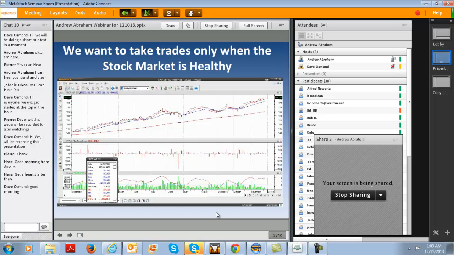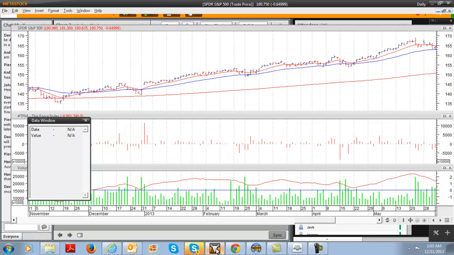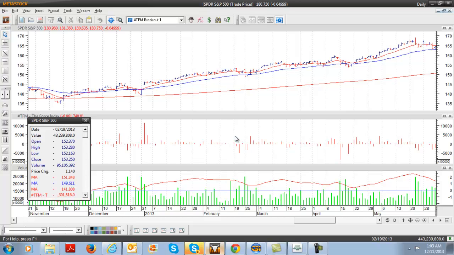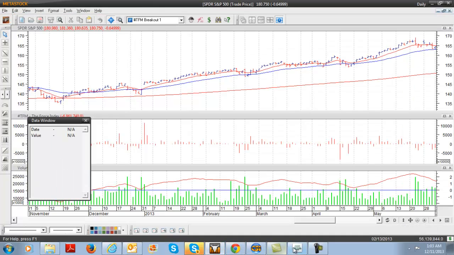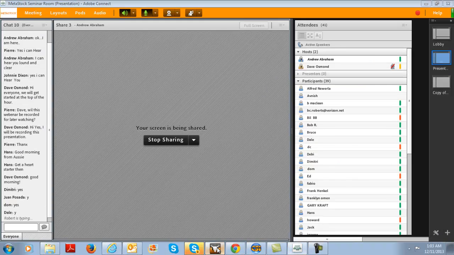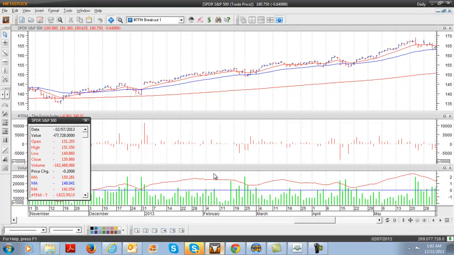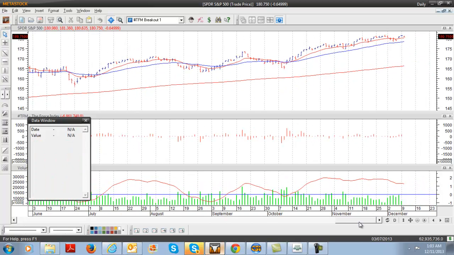If we can go over to Metastock to do, if I can do the share screen. Does that show up to everyone? Can everyone see my screen on Metastock? Okay, I guess it is. If you can just type in the box that you can see it, they can see it. Dimitri? Okay, great.